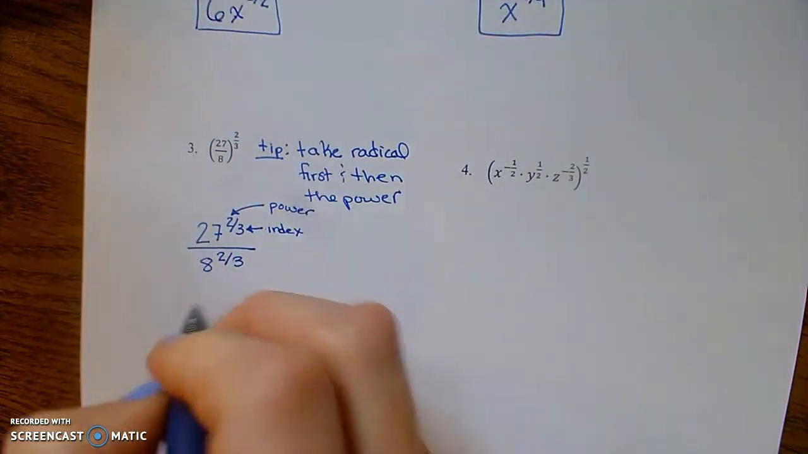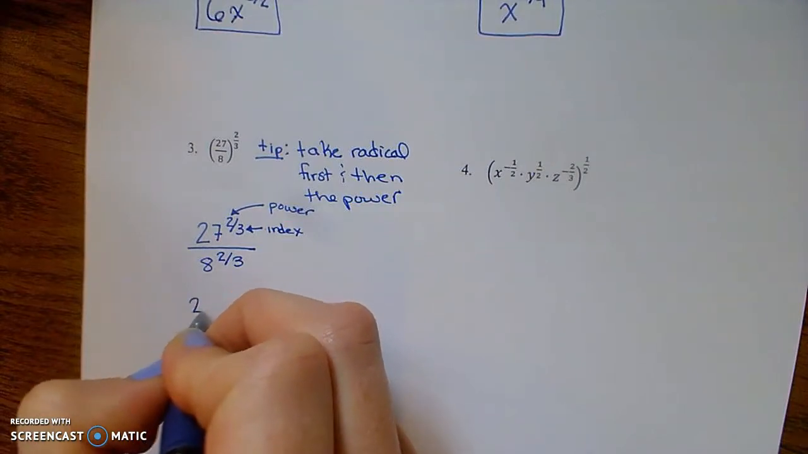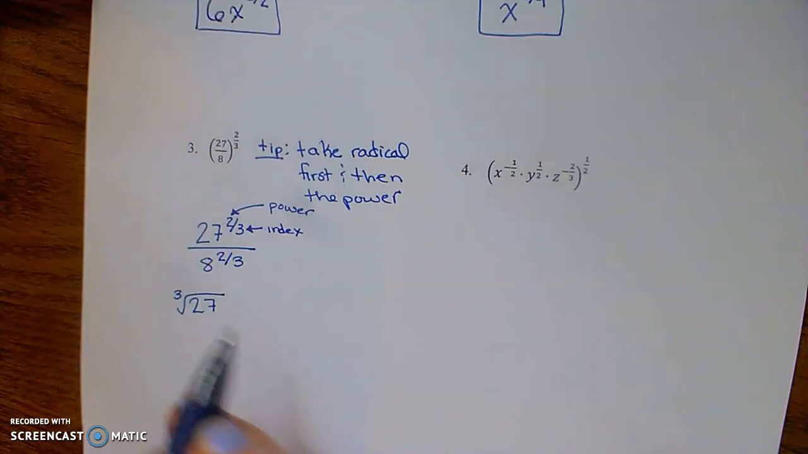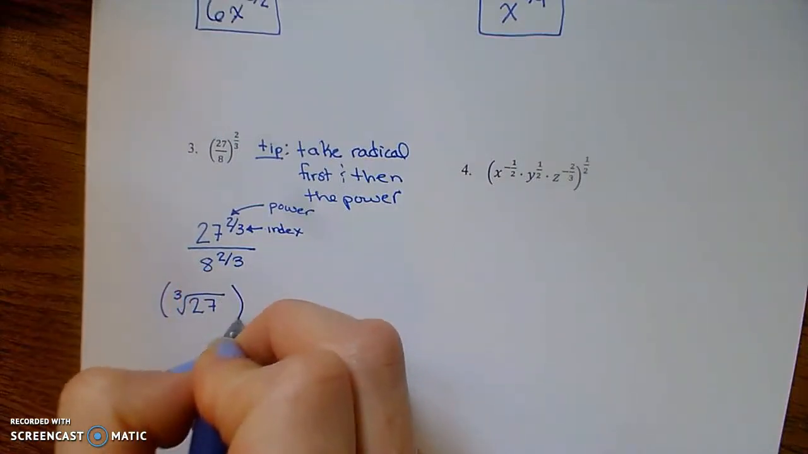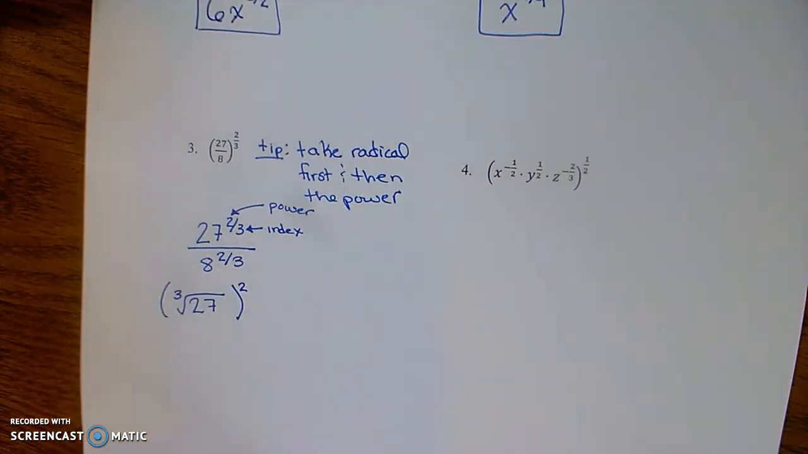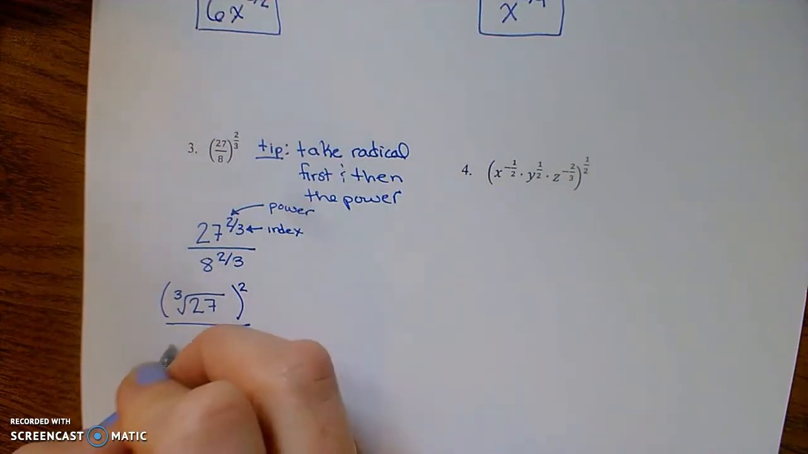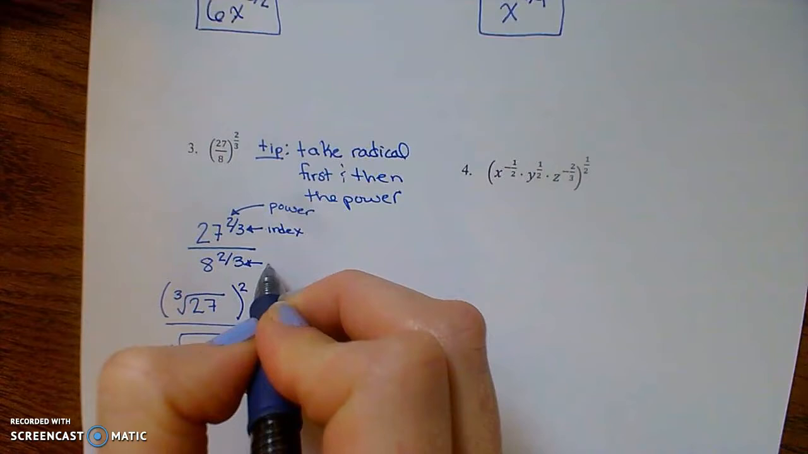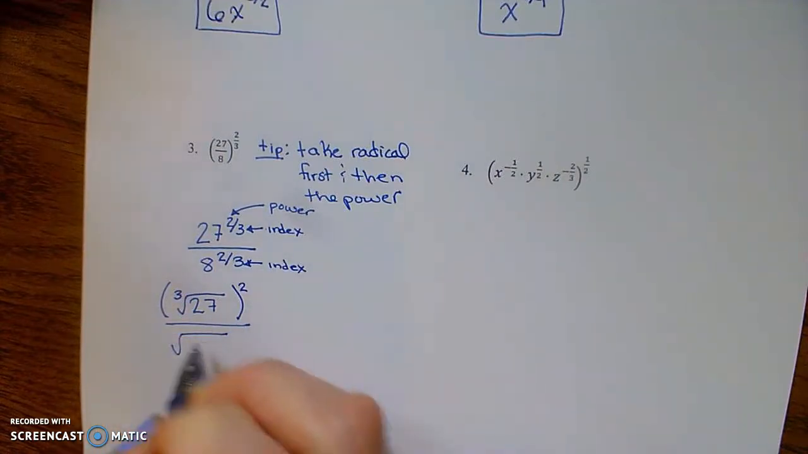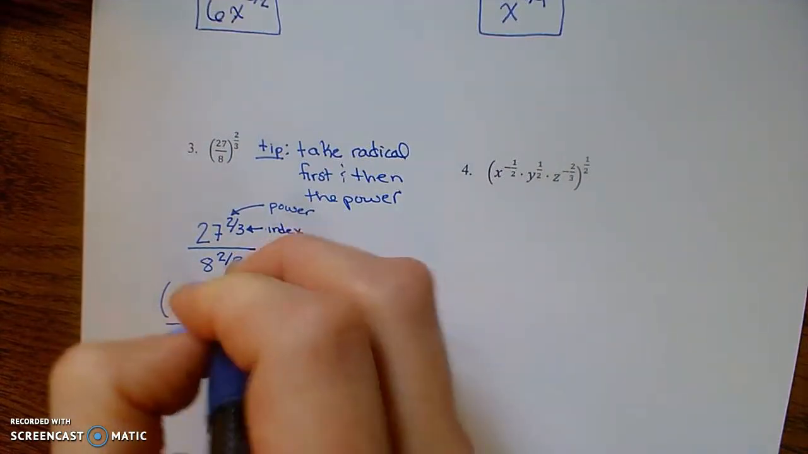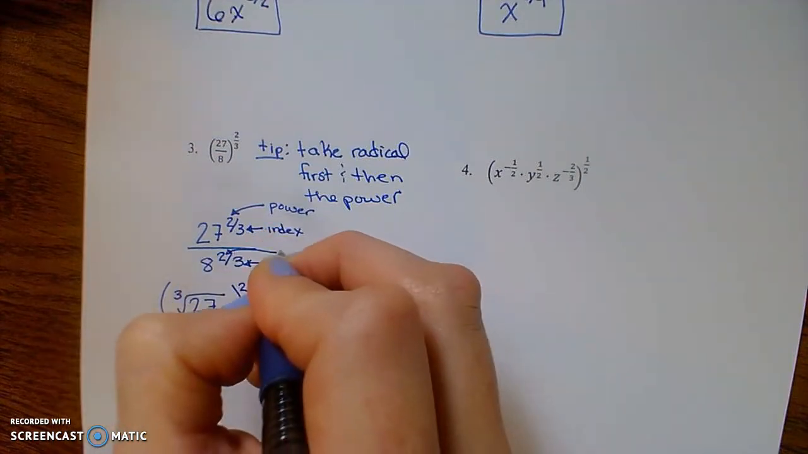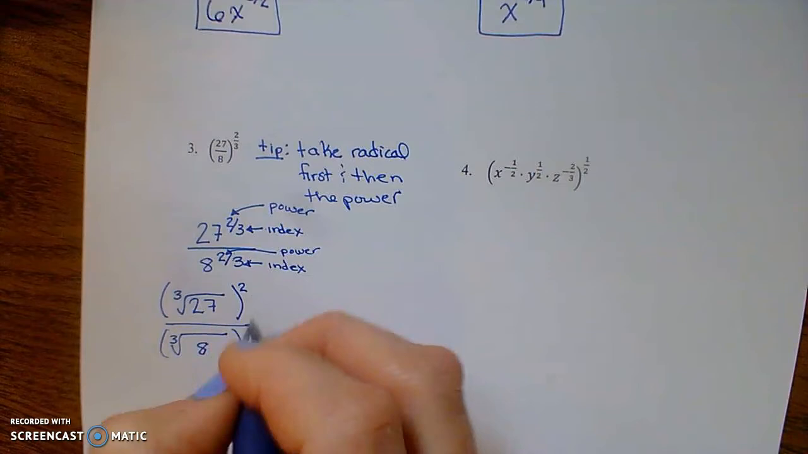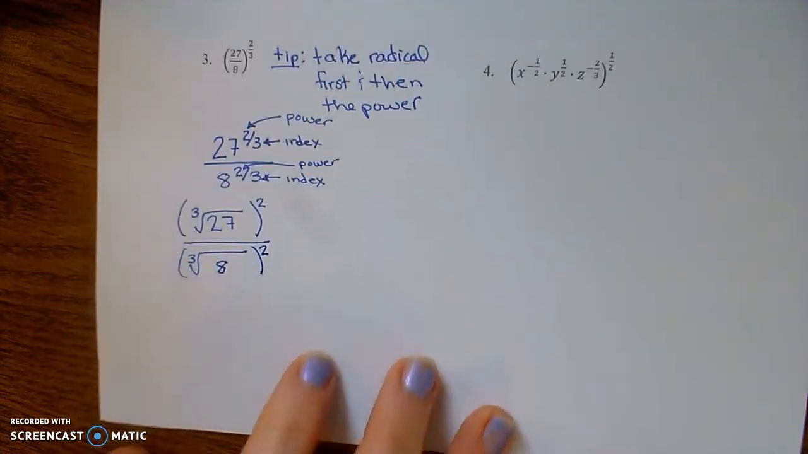So you can rewrite this as the 3rd root of 27, and after I compute that, I'll go ahead and raise it to the power. All right, and in my denominator, I have the same thing. 8 to the 2/3 power, the denominator tells us the index. So it's the 3rd root of 8. And then the numerator here tells us the power. So after I'm done doing that computation, I'll go ahead and raise it to the power 2.